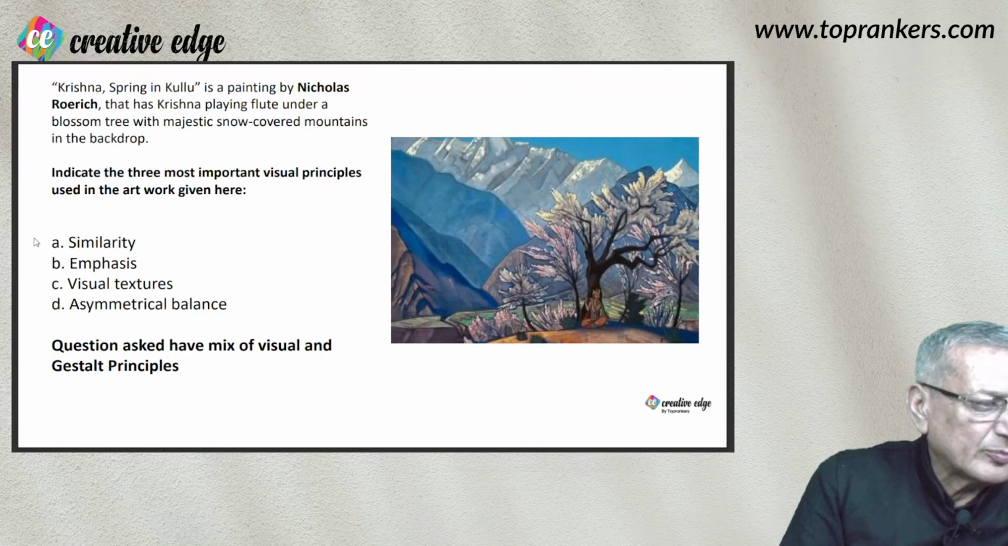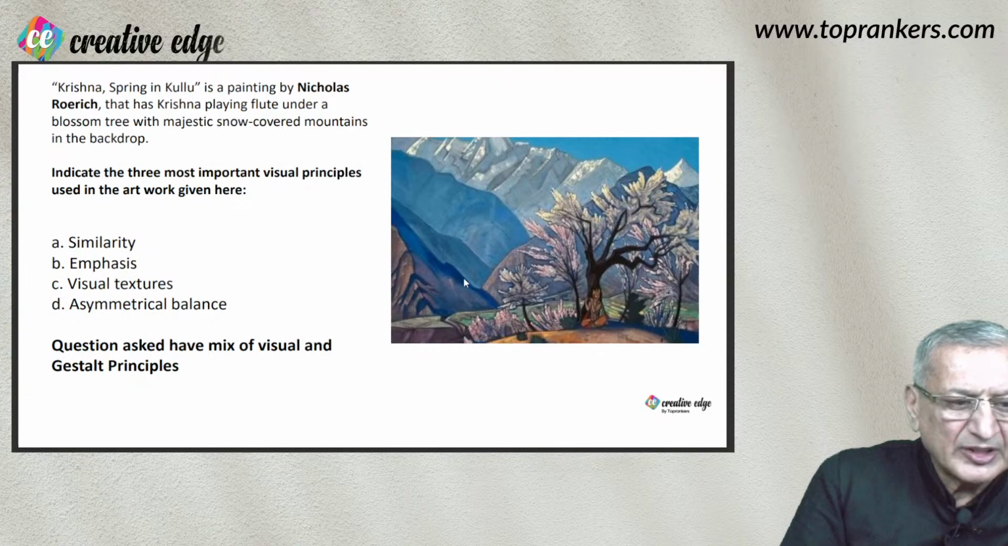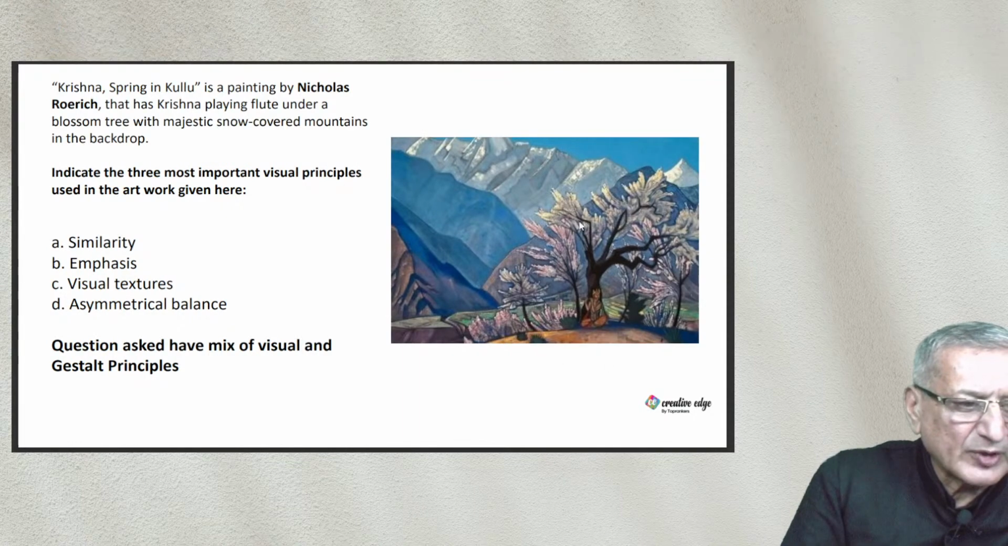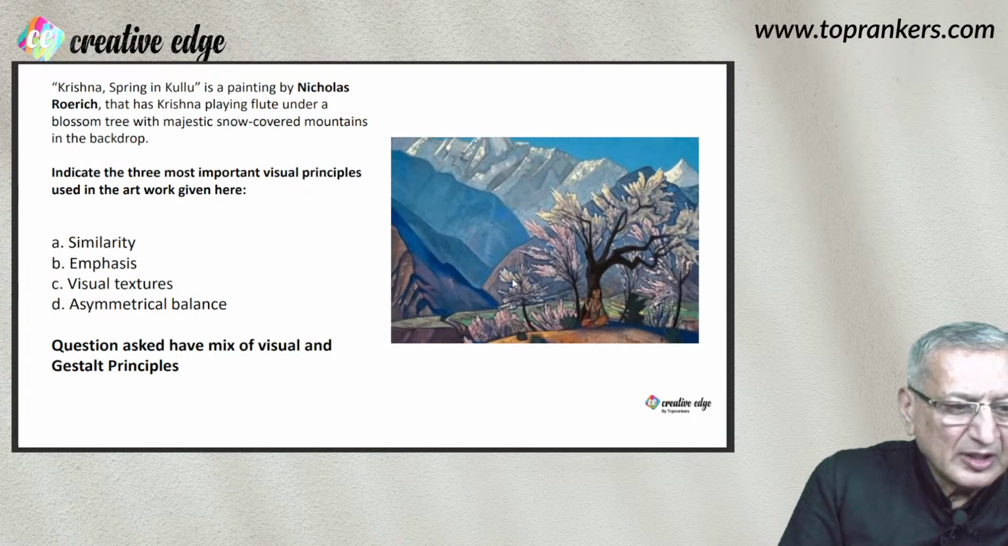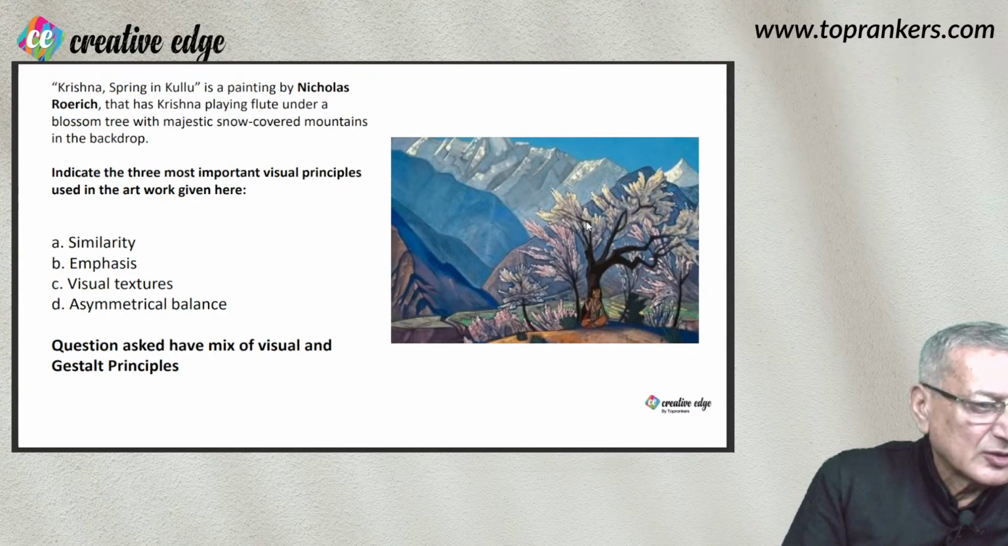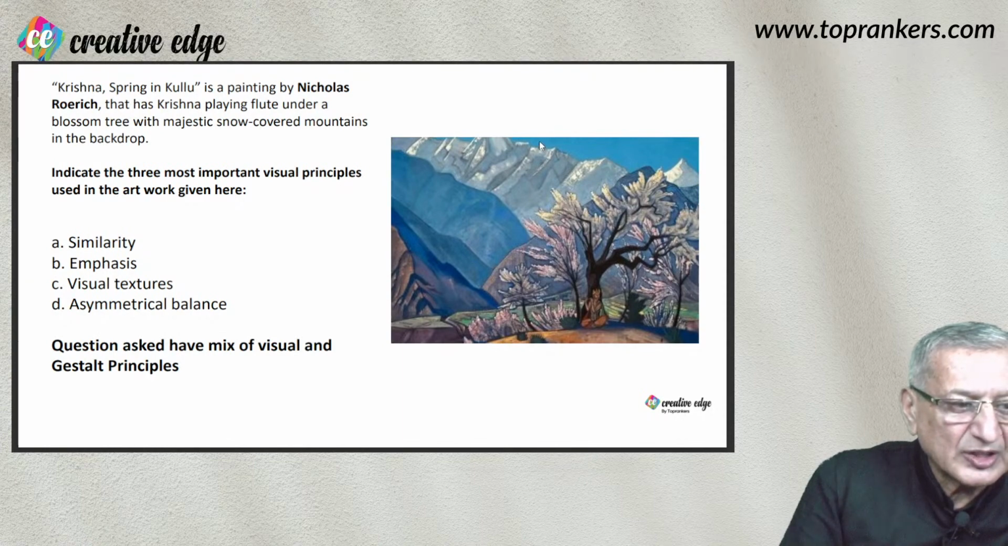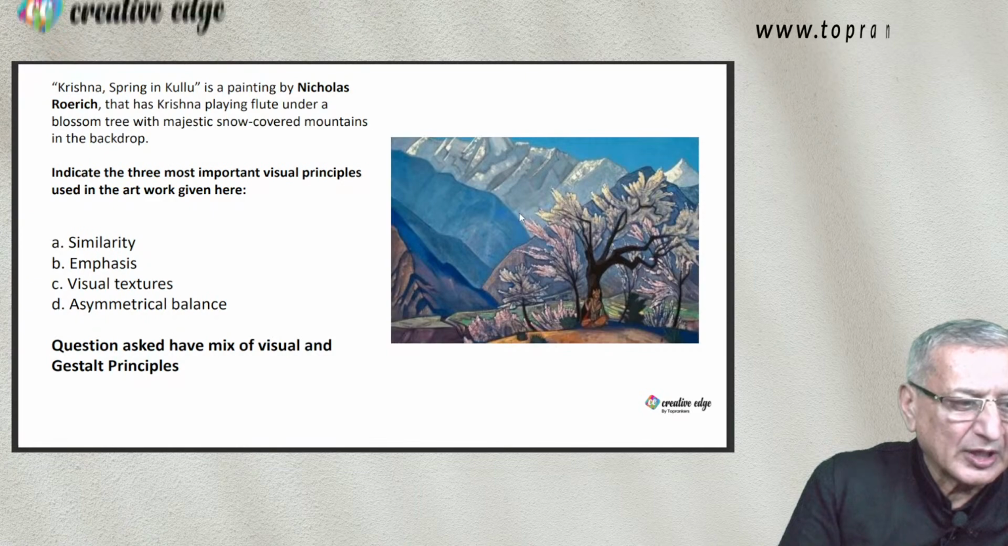Now coming back to B, emphasis. Where is the emphasis? Emphasis is on Krishna. Clearly everything surrounds him. Visual texture, you can find that the blossom tree here is with the visual texture. You feel as if the tree is really existing there. Also the visual texture is there on the mountain. The snow is looking so real.